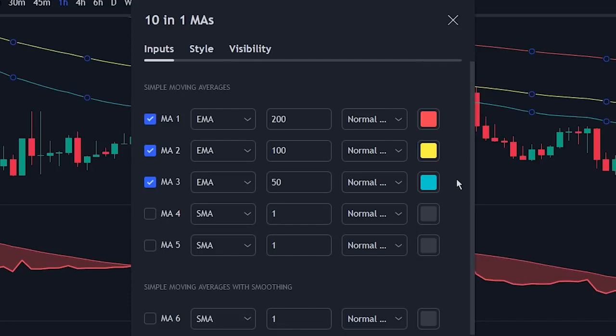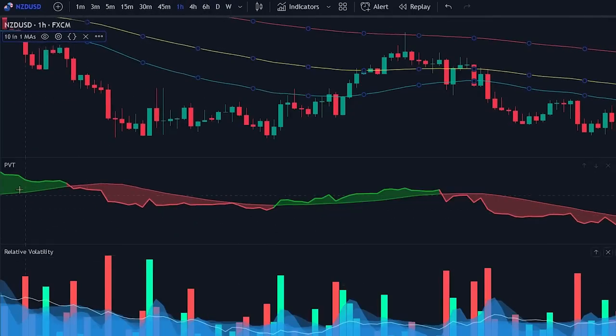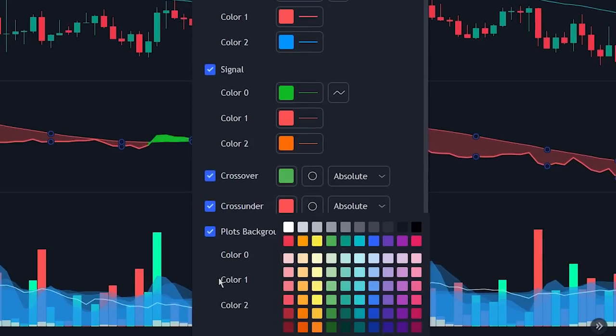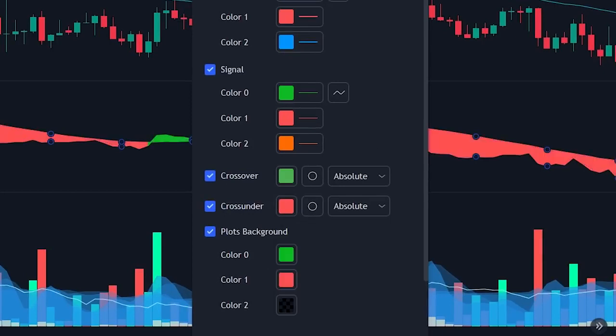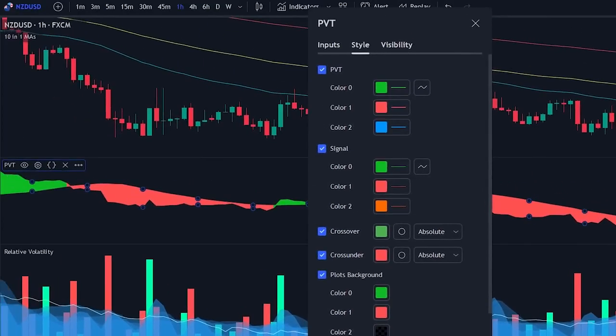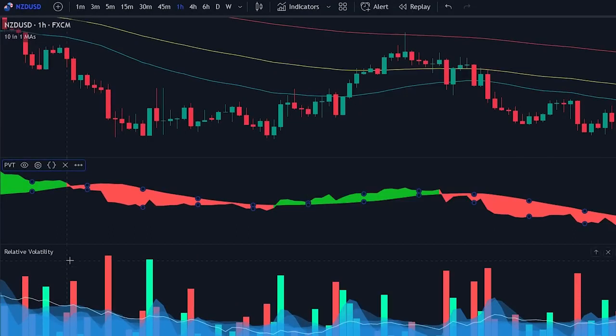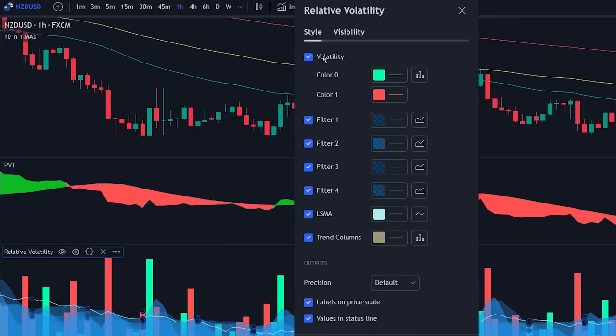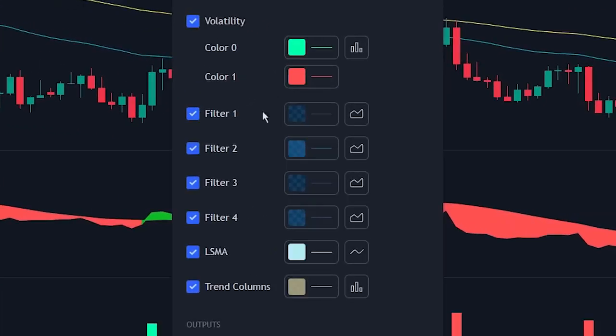Now let's change the PVT indicator settings. Click on the Style tab, after that change the opacity of the plots to make it easier to see. Finally, we will be changing the relative volatility indicator settings. Click on the Settings tab and navigate to the Style settings.